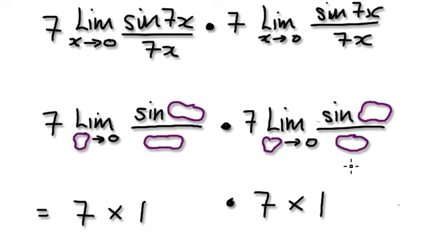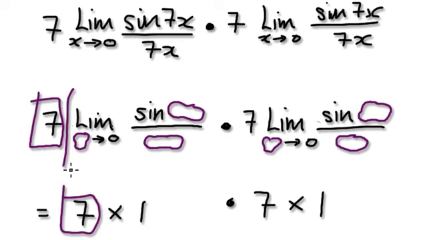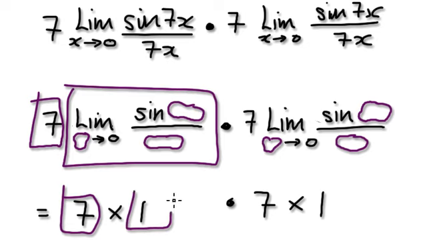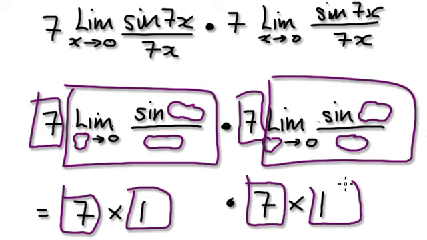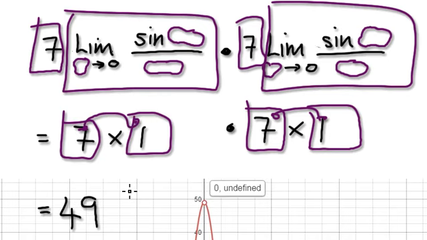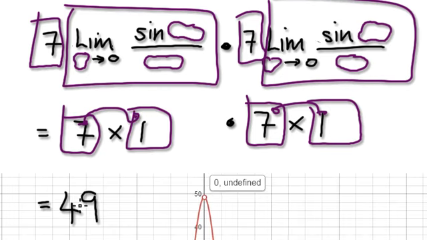This 7 here is this here, and the limit of this here will be 1. Okay, this 7 here is this 7 here. The limit of this whole thing here will be 1. So 7 times 1 is 7. 7 times 1 is 7. It will give you 49.